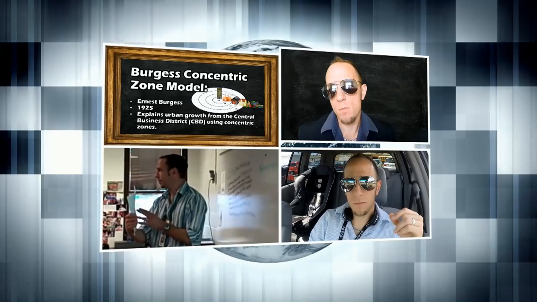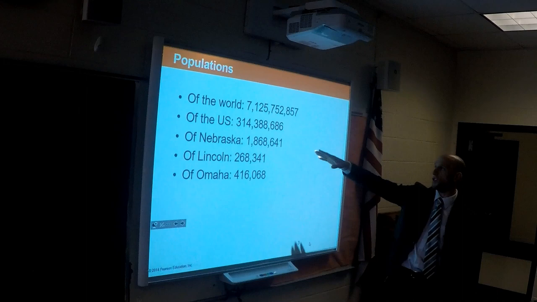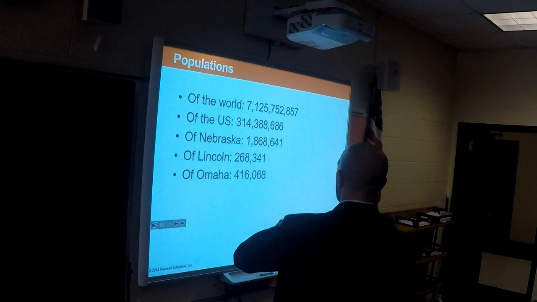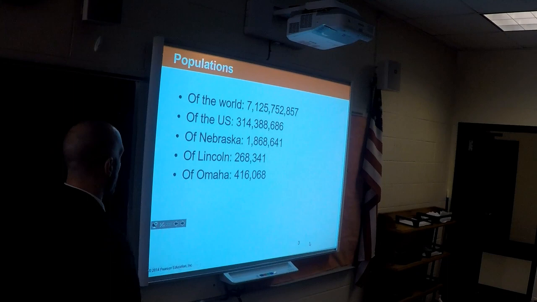General population numbers. These numbers have changed. Generally speaking, in the world, we have a little bit more than what's listed here. In the United States, numbers sometimes can be about as high as 320 million people. And then you've got your different scales of analysis showing there.